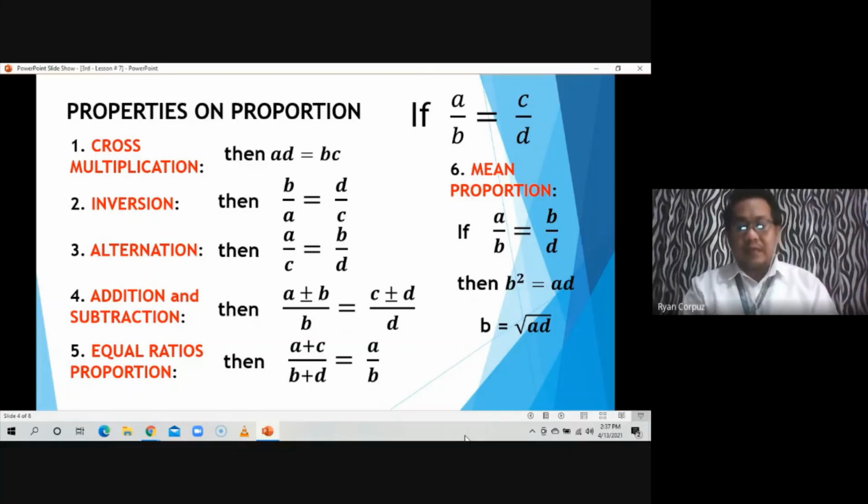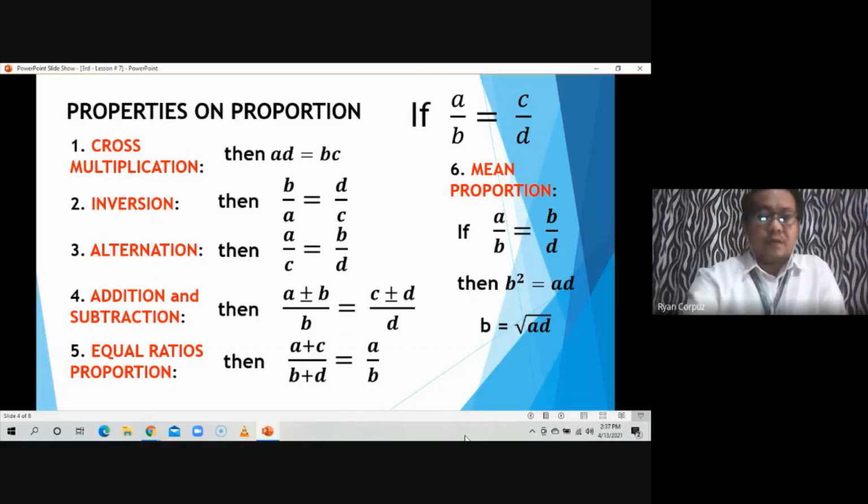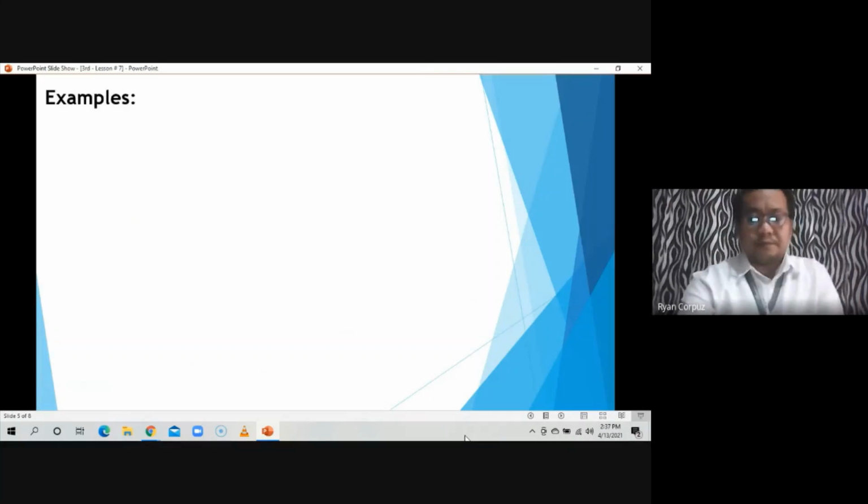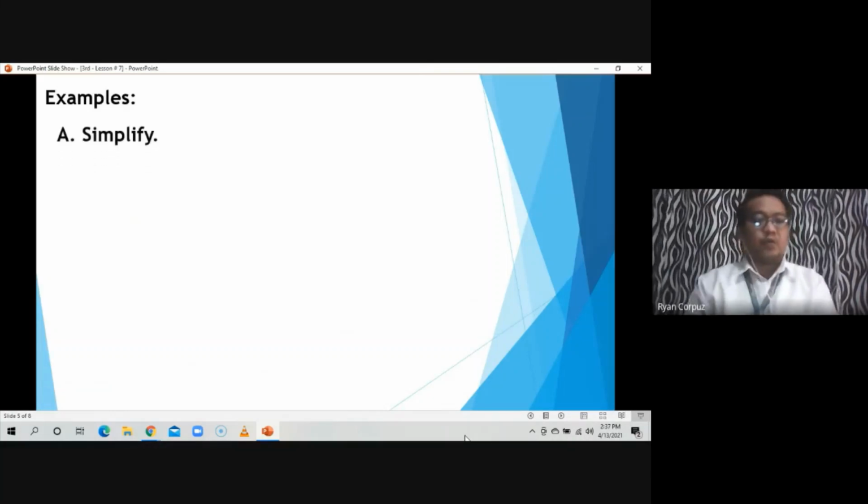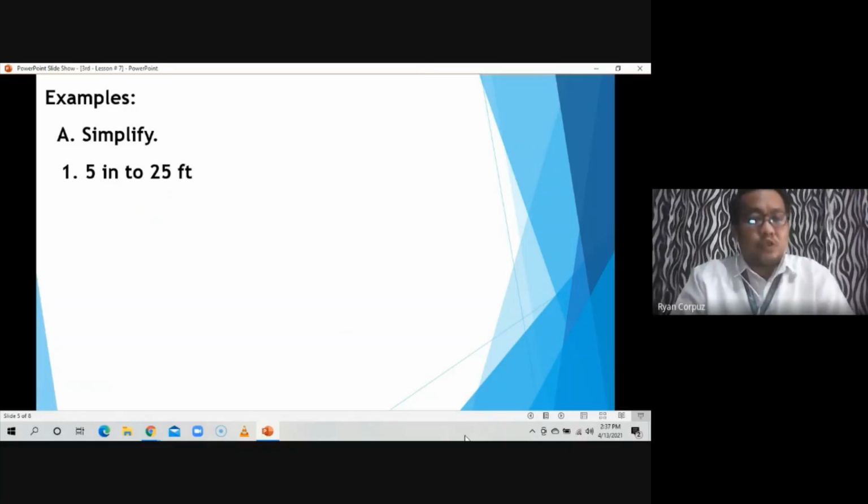So, paano natin gagawin yan? So let's try examples. Let's try the two examples. So let's have examples here. So letter A, we are going to simplify these given examples. So number 1, 5 inches to 25 feet. So we are just going to simplify this given ratio. 5 inches to 25 feet.